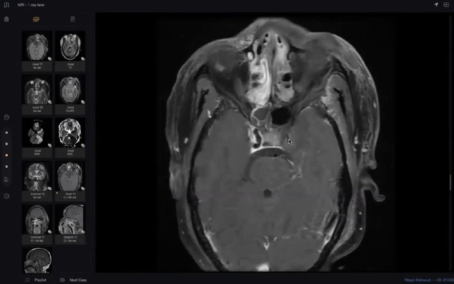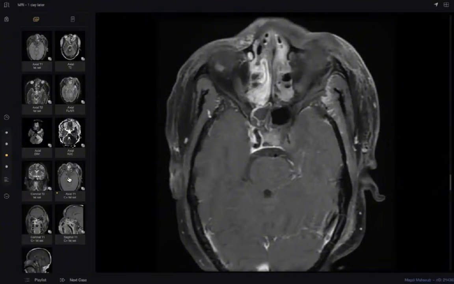Because this is not MRA, we only evaluate the soft tissue. Here, the cavernous sinus on the right side is enhanced, but the contralateral side is completely non-enhanced. So there is thrombosis here and in the left superior ophthalmic vein.